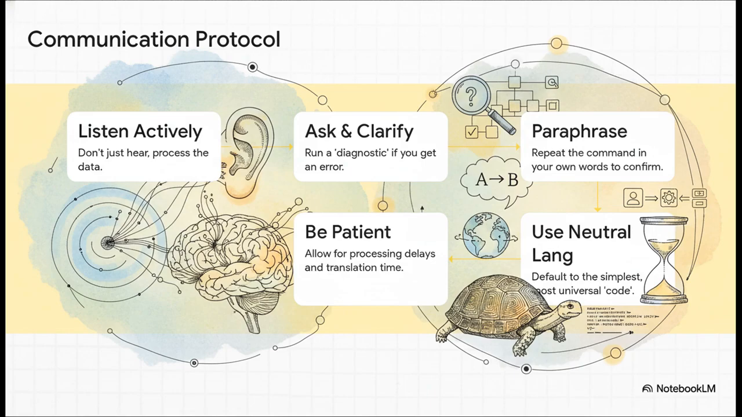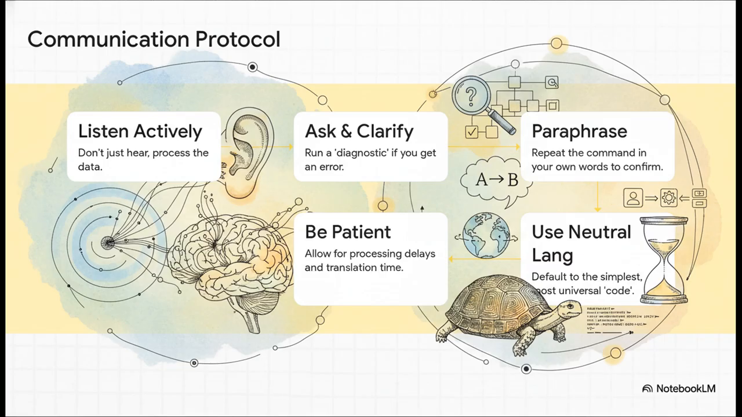So here it is, the user manual for our team. A 5-step protocol to upgrade their entire communication system. 1. Listen actively. Don't just let the sound waves hit you. You gotta actually process the data. 2. Ask for clarification. If something doesn't compute, run a quick diagnostic. 3. Paraphrase to confirm. Just repeat the idea back in your own words, like, okay, so what I'm hearing is you want us to pause this till tomorrow.